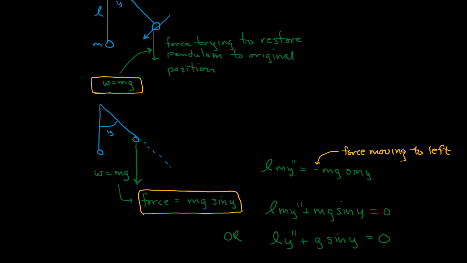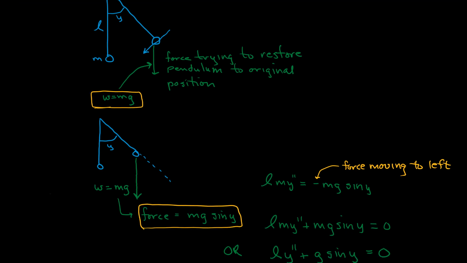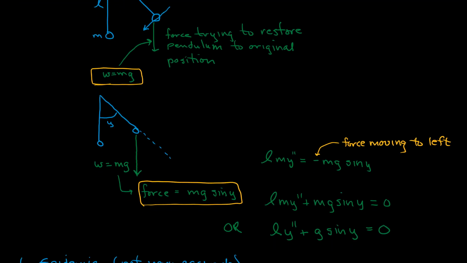If we take this, this is going to be our force moving in a downward direction. So what we're going to have now is that the length of the pendulum times its mass times acceleration, oh yeah, that's this y prime, is going to be equal to the negative. Why the negative? Because the pendulum's going to want to move left, times mass times gravity times the sine of y. In this case, it gives us the equation that we have down here.